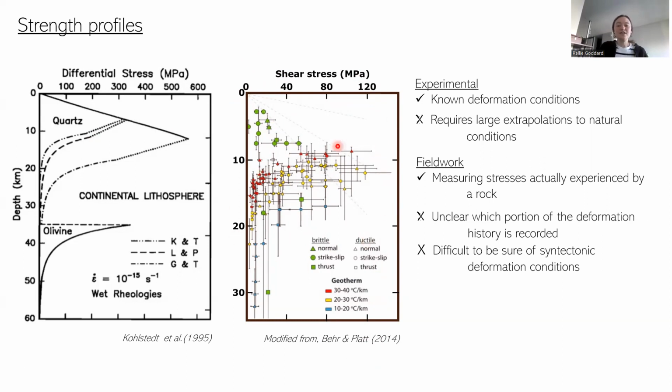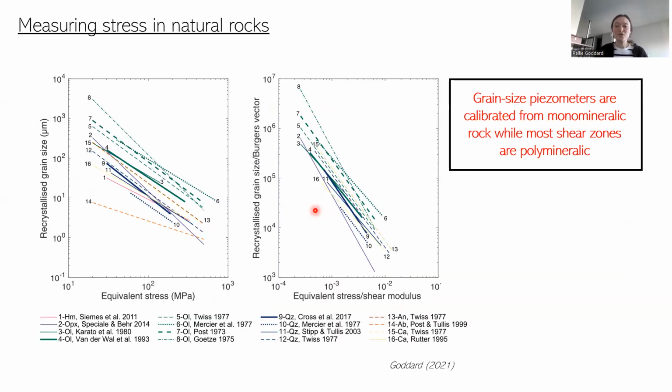So how are all of these stress measurements currently taken? Well, what we do is we use microstructures in nature that have a known relationship with stress, and this is a method known as piezometry. And by far the most prolific piezometer is that of the grain size of a rock.